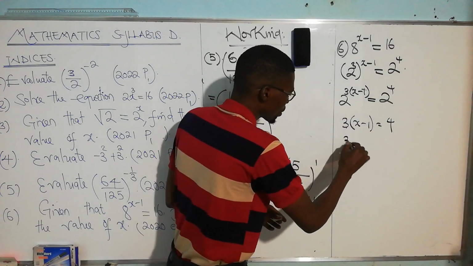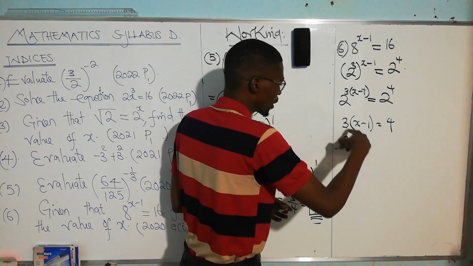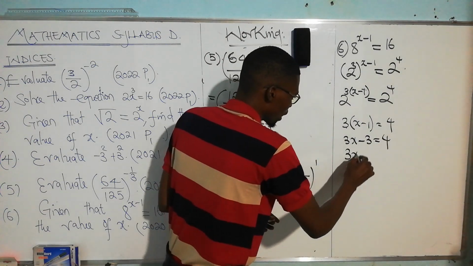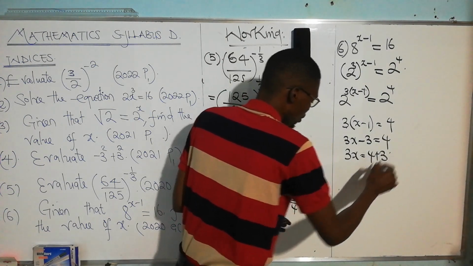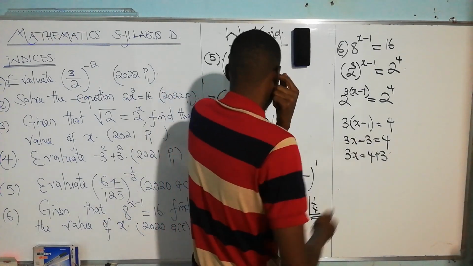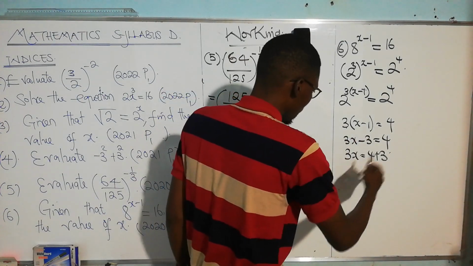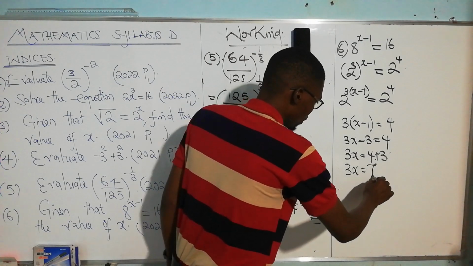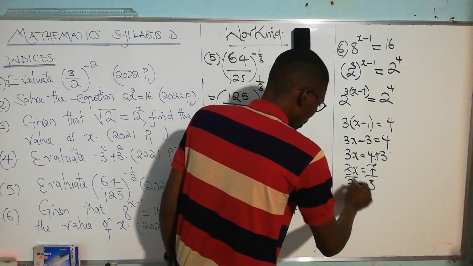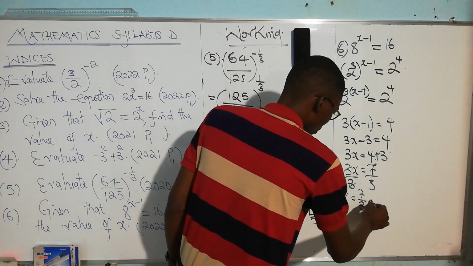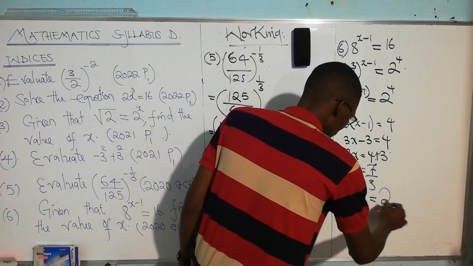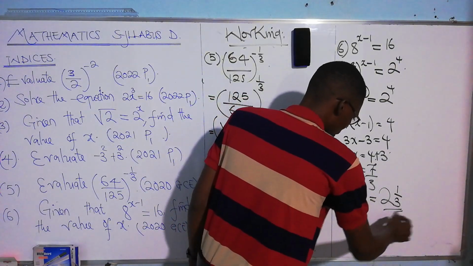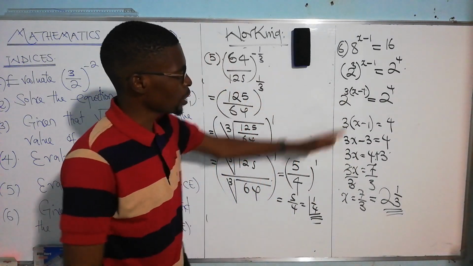So this will be 3x minus 3, that is 3 times x, 3x, and 3 times negative 1, negative 3, giving us 4. Then you have 3x equal to 4 plus 3. When you add the additive inverse of negative 3, which is positive 3, on both sides, you have 3x being equal to 4 plus 3, 7. Divide by 3, divide by 3. Then x will be 7 over 3, which is equal to 2 and 1 over 3 as a mixed fraction, since 3 goes into 7 twice and the remainder is 1. This is what you do.